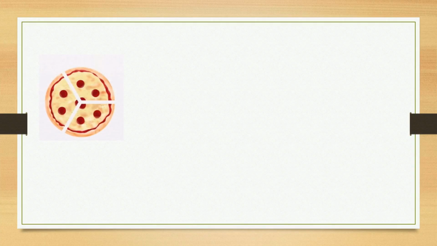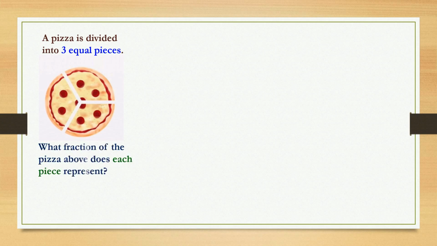Here we have a pizza that is divided into 3 equal pieces. What fraction of the pizza above does each piece represent? Of course, each piece represents one part out of 3, so it represents 1/3 of the pizza.